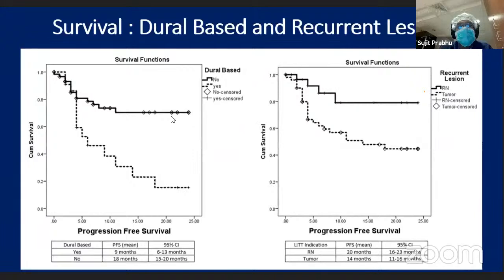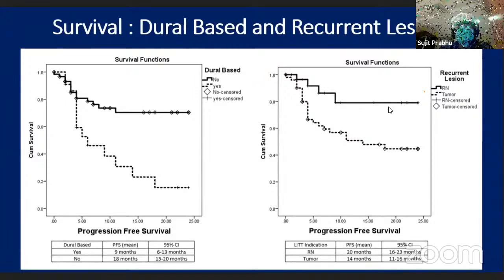Again, going to the dural-based versus non-dural-based, that becomes relevant because the dura is obviously a fibrous structure, a lot of collagen. The heat spread through these tissues is not as significant as what we think in brain. And also the CSF acts as a barrier in terms of what we call heat sinks. So clearly dural-based lesions do not fare as well.